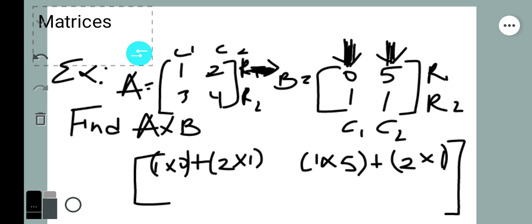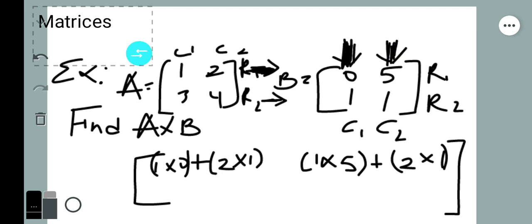Can you get it now? So 1 times column 1, which is 1 times 0 plus 2 times 1, and row 1 still multiplies column 2, which is 1 times 5 plus 2 times 1. So we have this. We are done with row 1. Now let's go to row 2. Row 2 will multiply column 1 and also column 2.